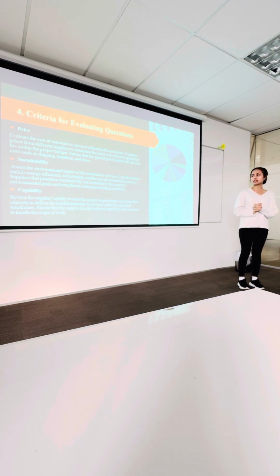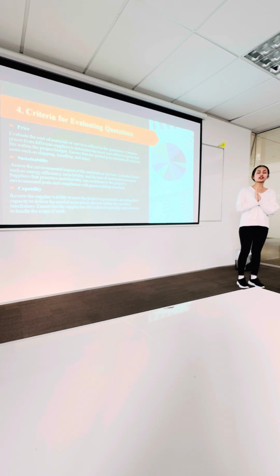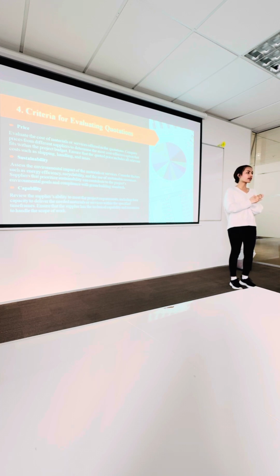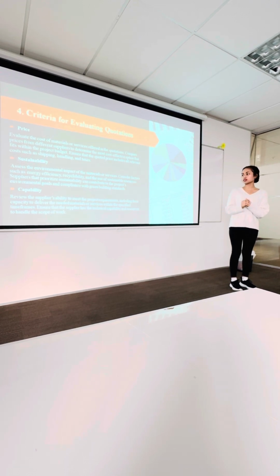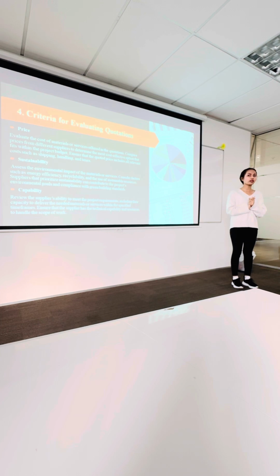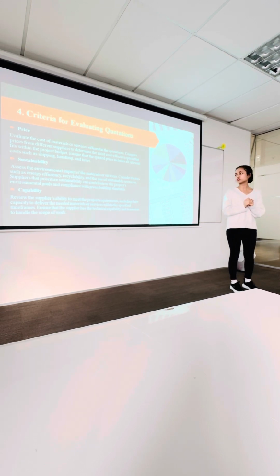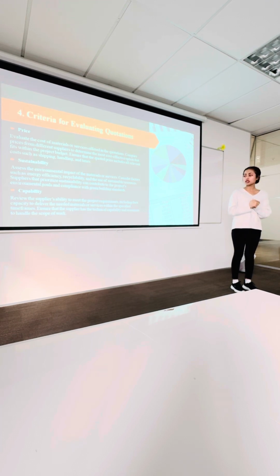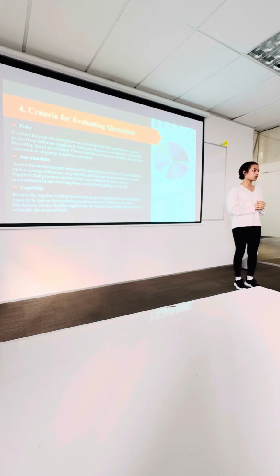The other one is sustainability. Assessing the environmental impact of the material or services, and considering factors such as energy efficiency, recyclability, and the use of sustainable resources. Suppliers that prioritize sustainability can contribute to the project's environmental goals and compliance with green building standards. And there's capability, reviewing the supplier's ability to meet the project requirements, including their capacity to deliver the needed materials or services within the specified time frames, and ensuring that the supplier has the technical capability and resources to handle the scope of the work.